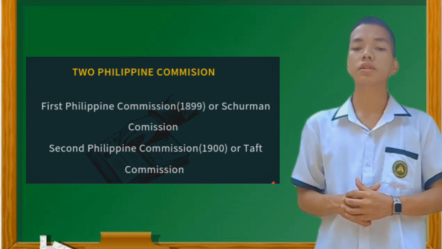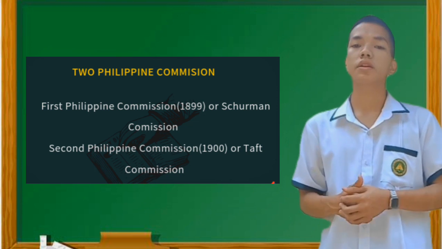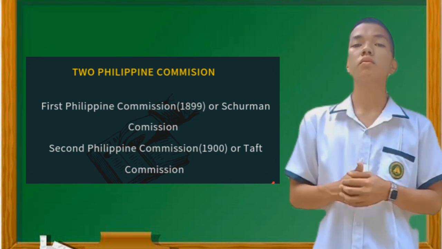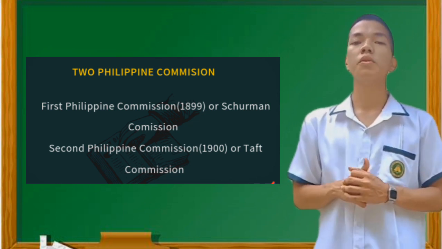Ang goal ng Taft Commission is to exercise legislative and limited executive power in the Philippines. So the goal of these two bodies is to help the central government of America to assist in governing the Philippines.